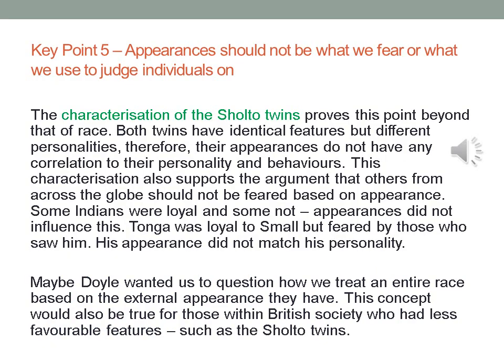The final point that's important to consider when looking at others is that appearances should not be what we fear, and we should not use our appearances or the appearance of others to form our judgments. We see this with the characterisation of the Sholto twins, and this idea can be extended to race as well, because it is all about appearance. Both identical twins have identical features, but their personalities are completely different, which kind of proves the point that appearances do not have any correlation to your personality and behaviours, because these two men have the same appearance but very different behaviours.